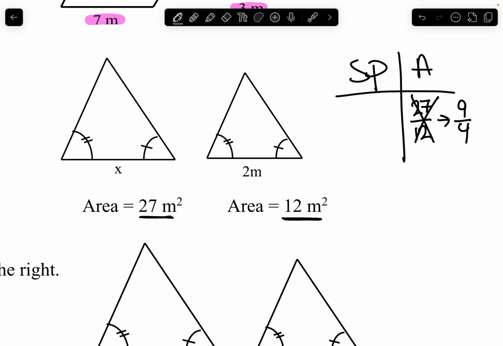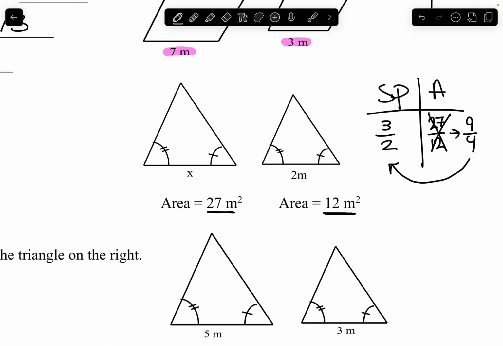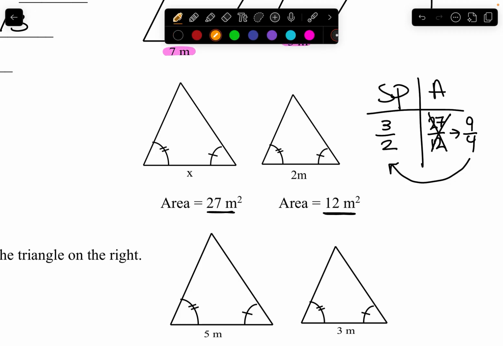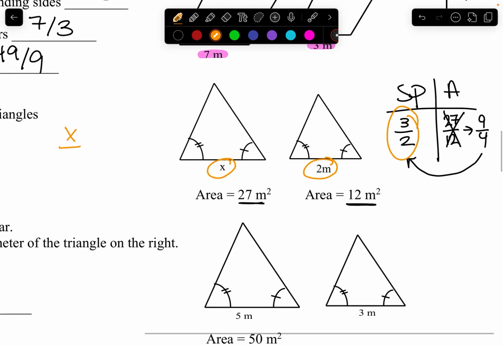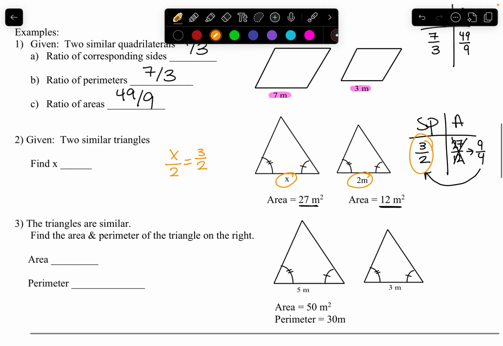So now I have to figure out what my side/perimeter ratio is based off of the area ratio. And because your area ratio is always your side ratio squared, we're going to have to go backwards to get our S&P column, which is going to be 3 over 2. So now that I know what my ratio is supposed to be for my sides, I am going to take the 2 sides that I was given, my x and my 2, and the ratio I'm supposed to be using. So this is going to be x over 2, and that's going to equal 3 over 2. And then we will cross multiply to figure out what x is.